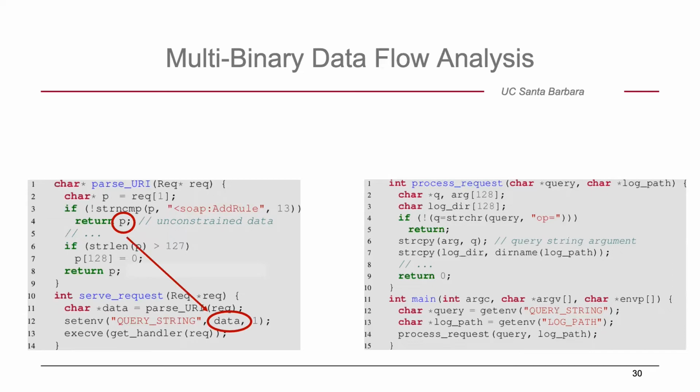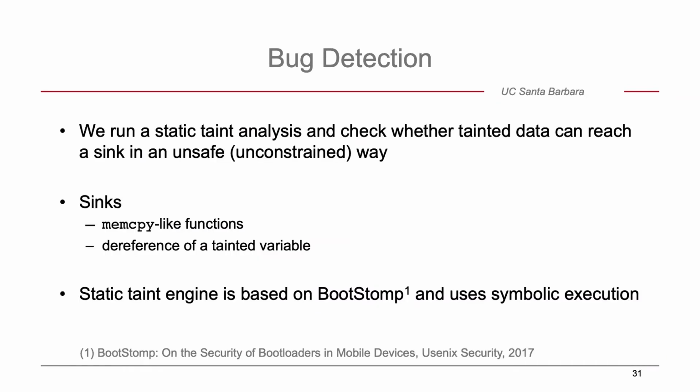P goes into that setter function. We track it over to this other binary. We continue our taint analysis from here. We track it up there and we say, yes, it is possible for the attacker to inject some information that leads to a potential buffer overflow over there, right? So we check whether tainted data can reach a sink in an unsafe, unconstrained way. We're looking at memcpy-like functions, so buffer accesses, and dereferences of pointers. If you can influence the value of a pointer that gets later dereferenced, that's typically not a good thing and can be used to cause some security problems.